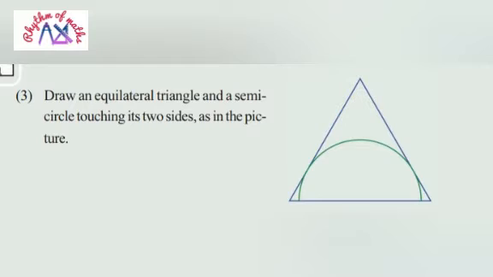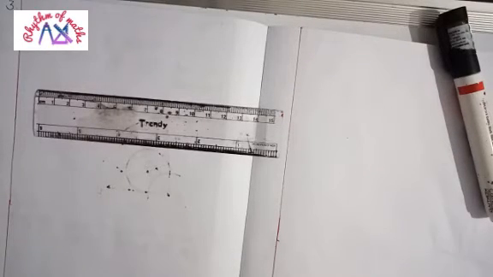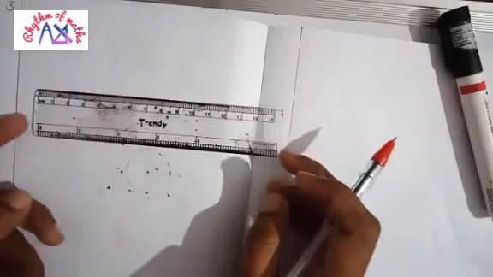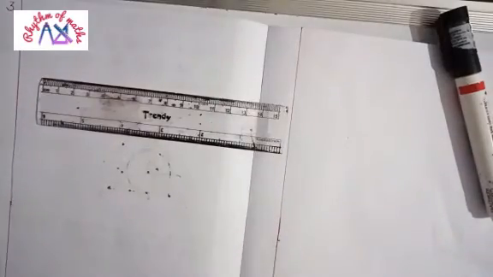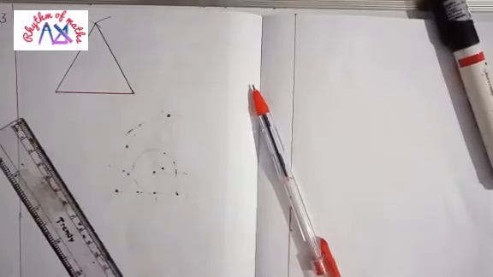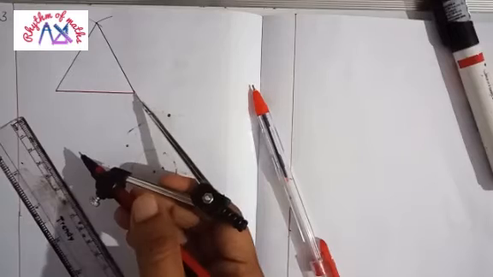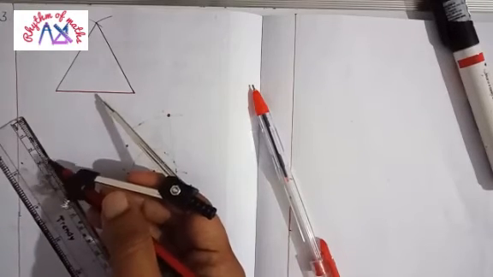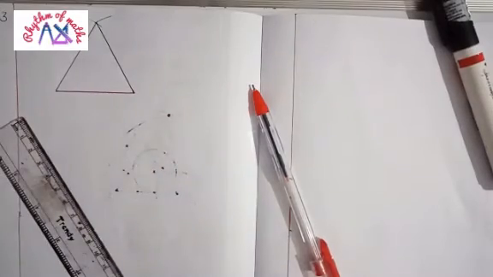Draw an equilateral triangle and a semicircle touching its two sides as in the picture. In order to draw this figure, first of all we need an equilateral triangle. So let's draw the equilateral triangle first. Let's consider the sides as 5 centimeter. So this is an equilateral triangle with the sides as 5 centimeter. Now find the midpoint of the base. Total 5 centimeter means 2.5 centimeter will be the midpoint of the base side.